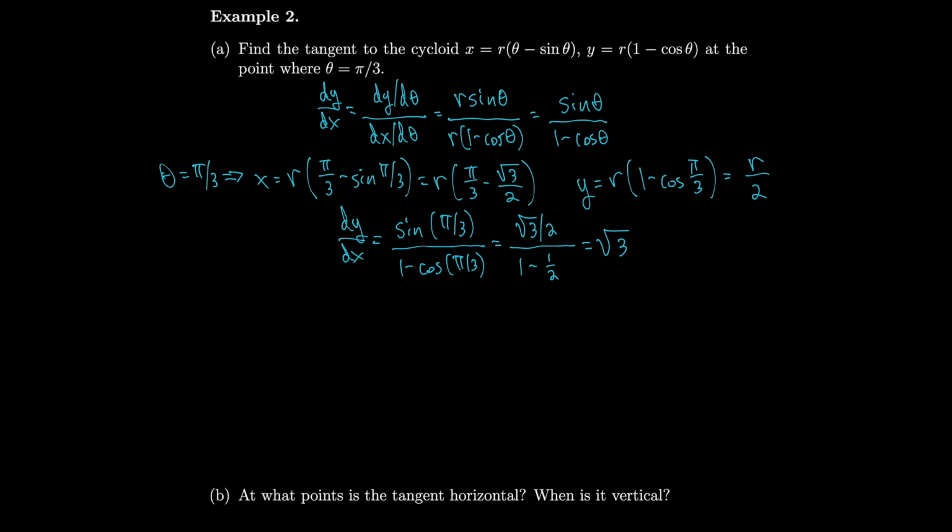So plugging this in, we get y minus our y value, which is r over 2, equals our slope root 3 times x minus our x value, which is r pi over 3 plus r root 3 over 2, if you distribute.